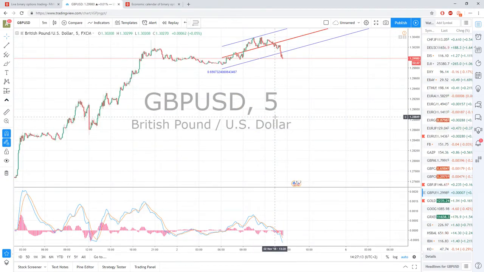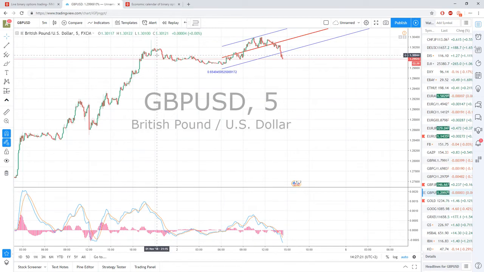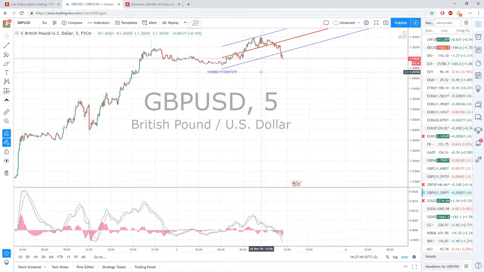I change the chart interval to 5 minutes. As we see for today, today is 2nd of November, and since morning the British pound to American dollar went up for a while, and right now it's moving down. Well, it may be due to the expectations that the event is going to be positive for the American dollar and, vice versa, negative for the counter pairs.